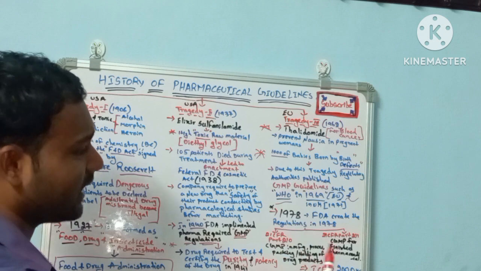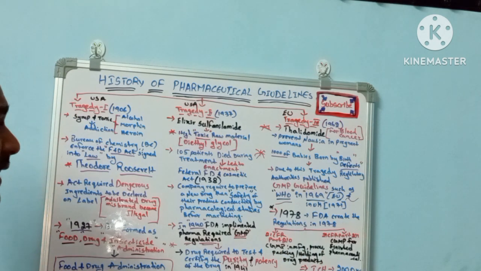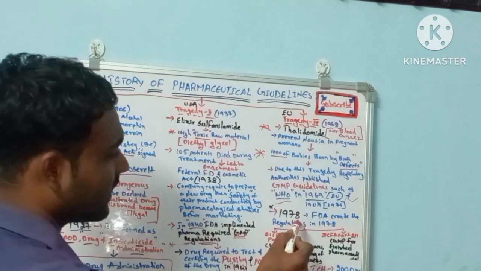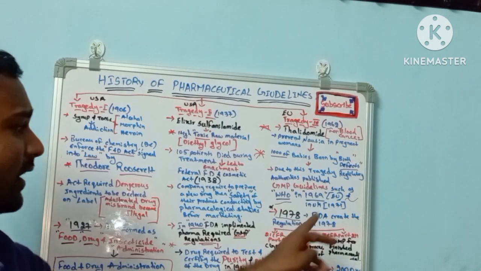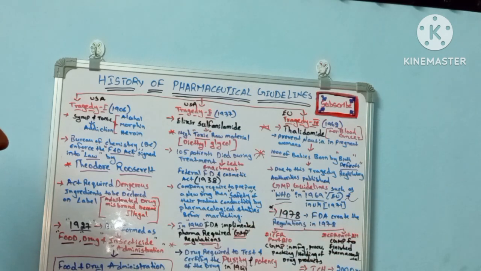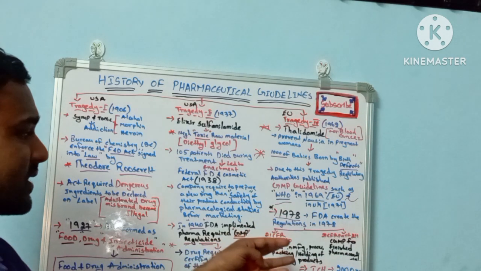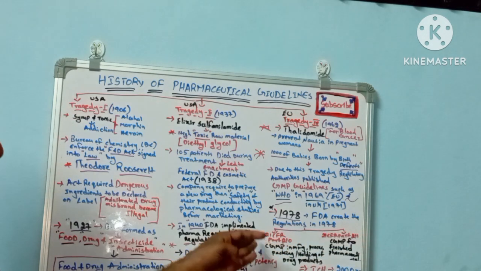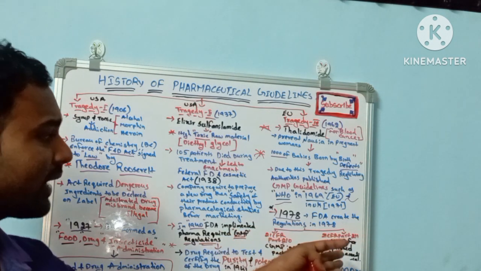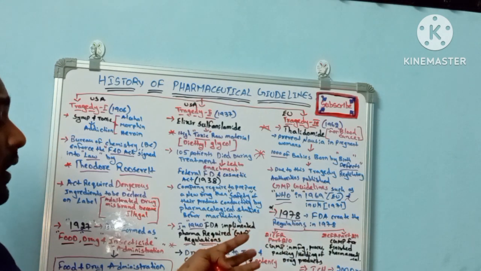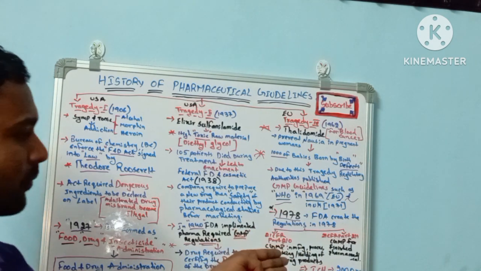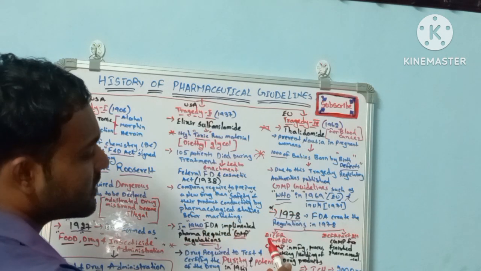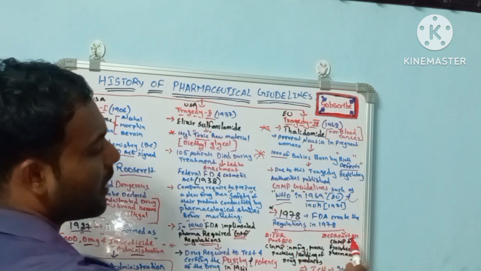In 1978, FDA created a regulation. What happened here in 1978? The Food and Drug Administration created some guidelines. What are they? 21 CFR Part 210 and 21 CFR Part 211. These two did not have any name in 1978, but currently we pronounce them as 21 CFR Part 210 and Part 211.